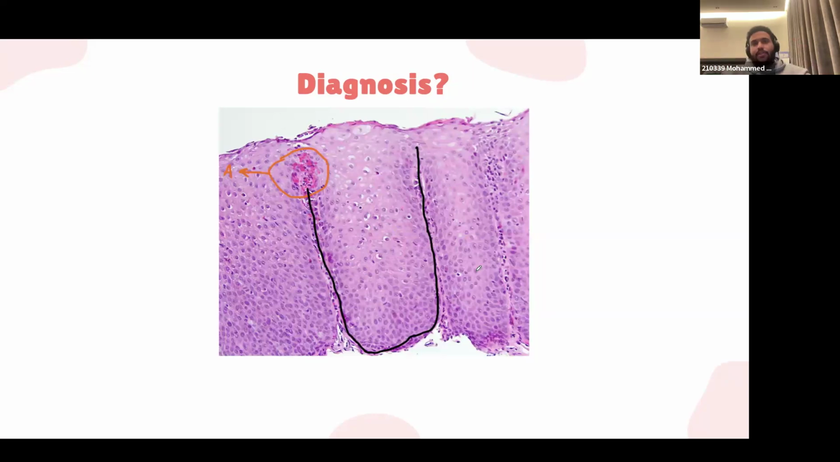Now, for the same patient, you decided, okay, I'm going to take a biopsy of the lower esophagus, and this is what I see. What is the diagnosis? GERD. Okay, good. Now, is the type of epithelium normal or is it metaplastic? Is it the normal squamous epithelium or is it different? Normal, good. So what's happening here?